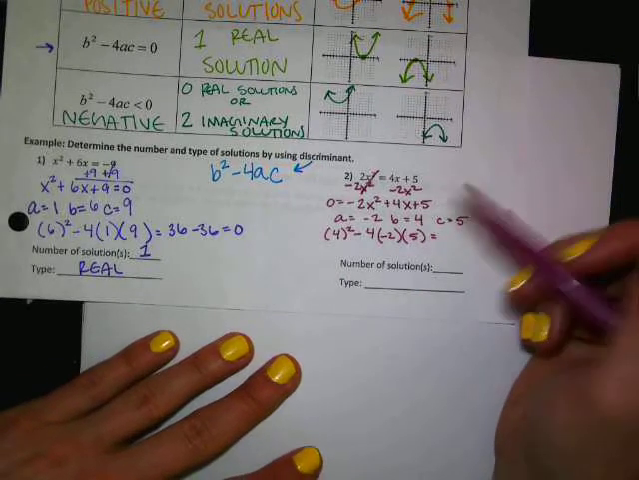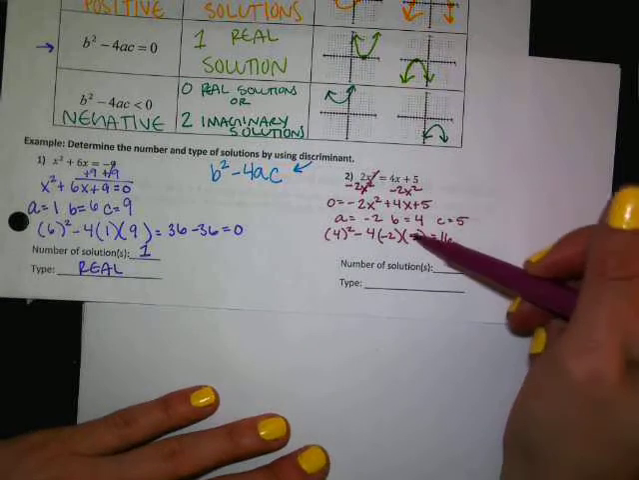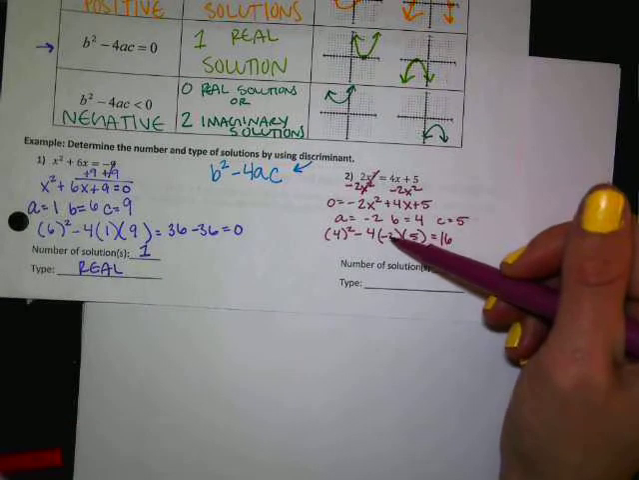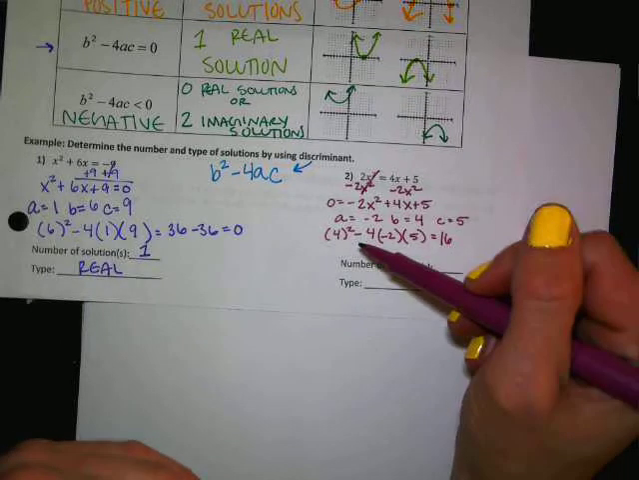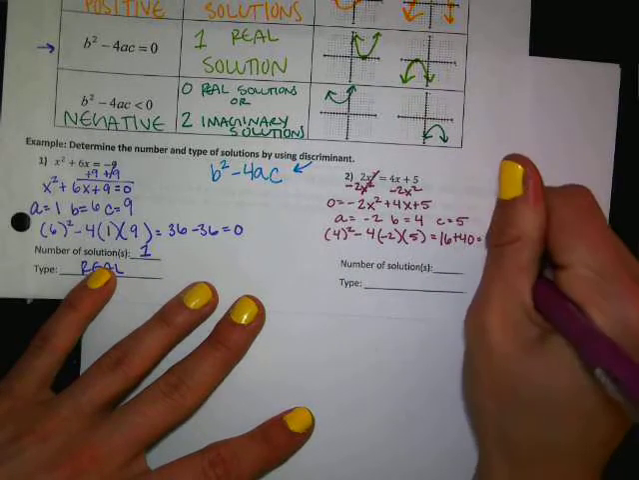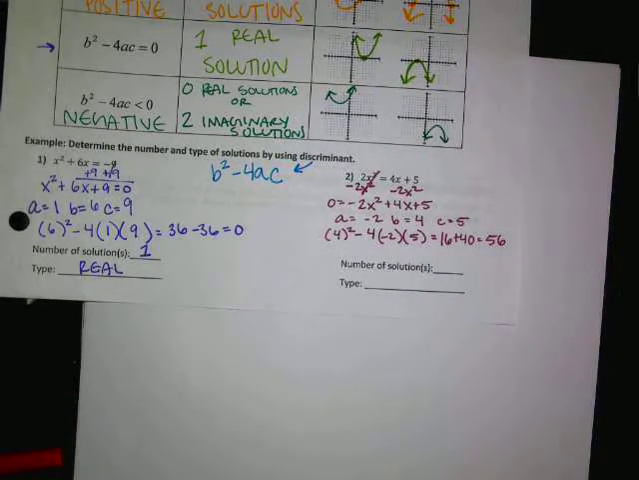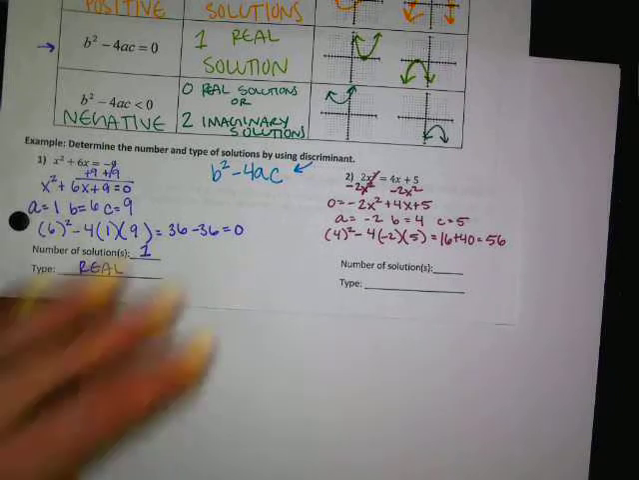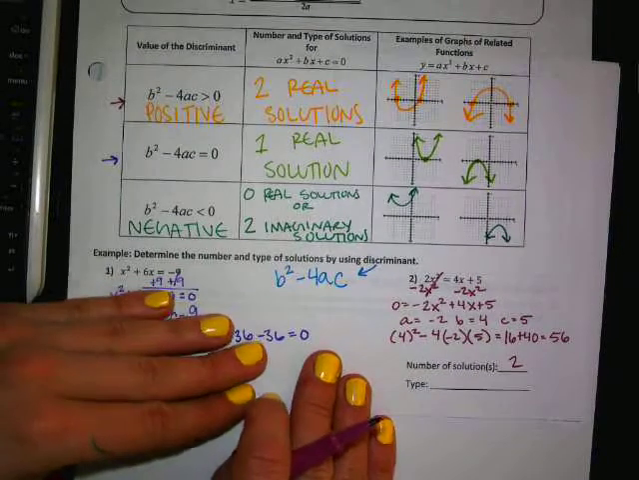So what is 4 squared? 16. What is 5 times negative 2? Negative 10. What's negative 10 times negative 4? Positive 40. And so I get 56 as my discriminant. So how many solutions do I have? 2 solutions, because it's positive. And what is the type? They are real.